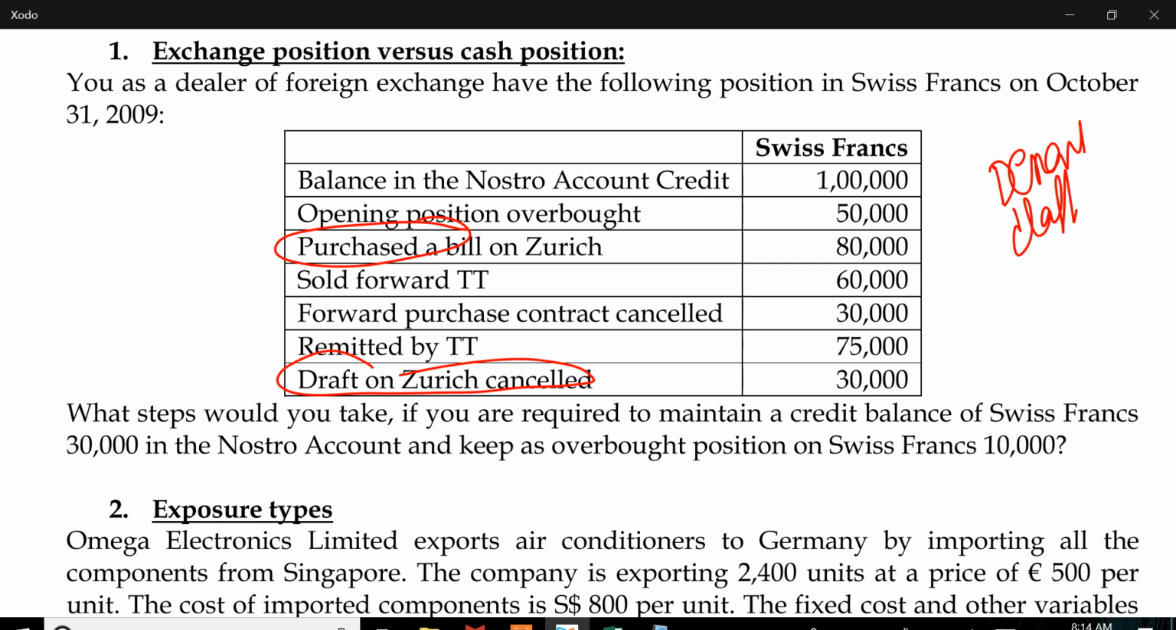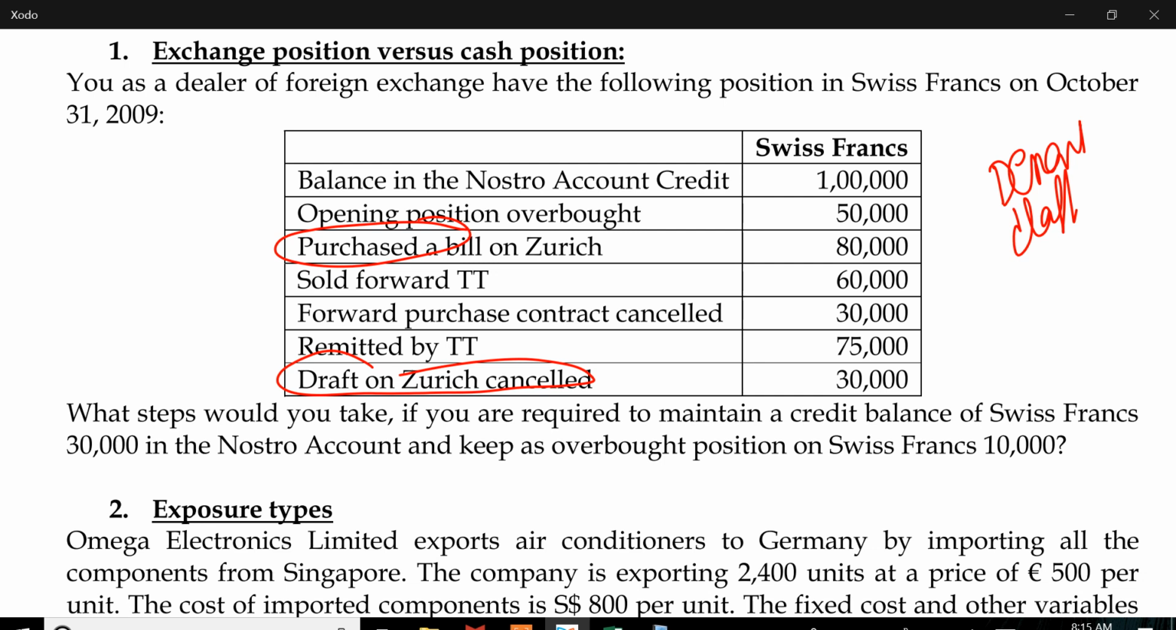Draft means it's a sale of currency, which means I've already issued a draft. You have already issued a demand draft. So when you issue a demand draft, you have recorded that you have sold 40,000 Swiss franc. Now the customer comes, says, boss, I'm going to cancel this transaction. I don't want this draft. Can you pay me the money which you have taken and cancel the DD? So I had done a sale transaction. When I cancel it, it's like a purchase.